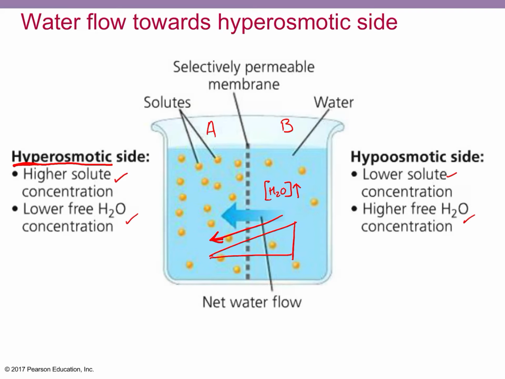So the hyperosmotic side, the side with more solutes in it, will be the side where water wants to run to, because water wants to reach equilibrium. And so it wants the concentrations of both sides to be the same. And so the water will move, increasing the water content in A until equilibrium has been reached. Okay, so that is osmolarity.